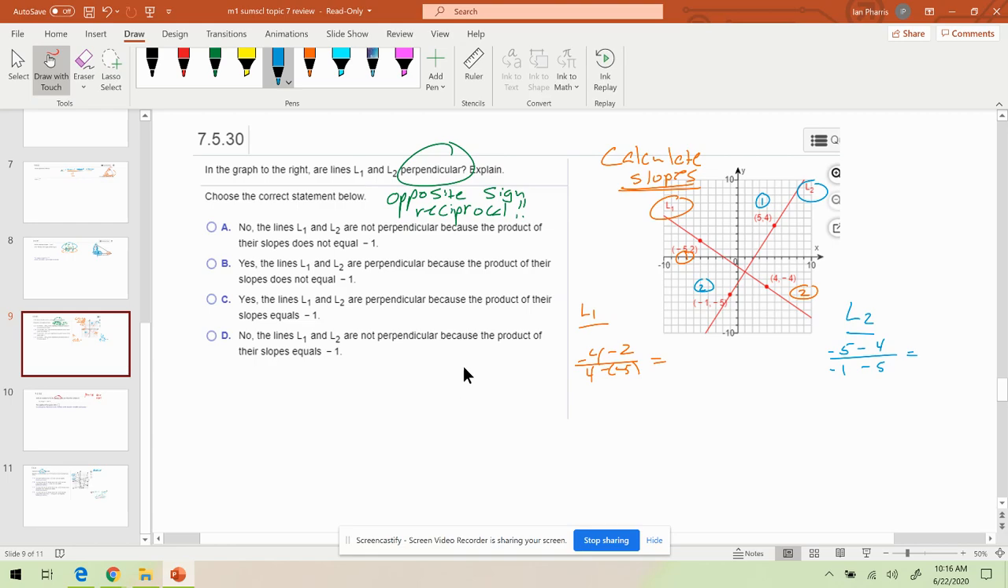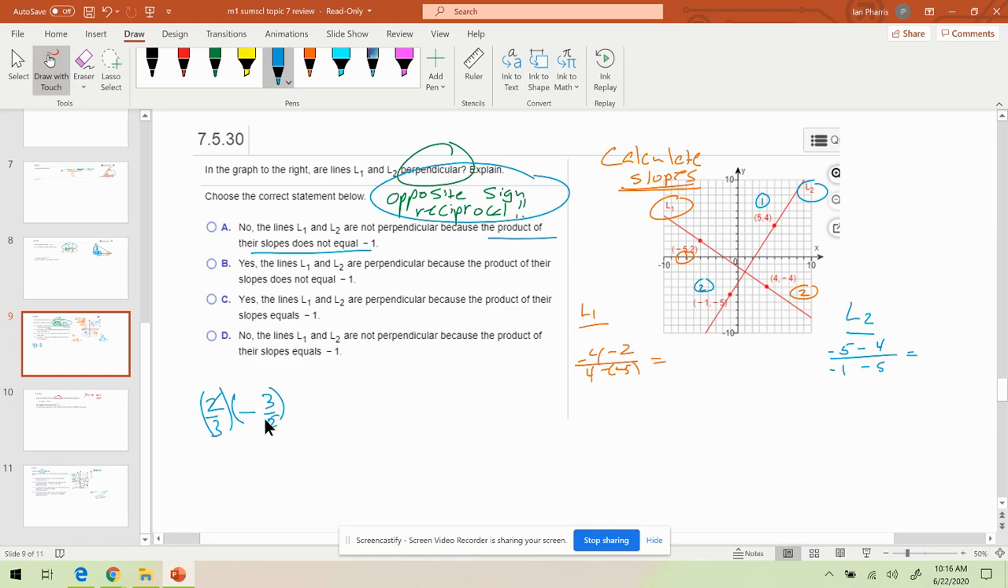Okay, first slide here, they want you to be able to do some calculating of the slopes. Remember, the product of their slopes equaling -1 is the same thing as opposite sign reciprocal. So let's just say, for instance, I have a slope of 2/3, and the perpendicular slope would be -3/2.